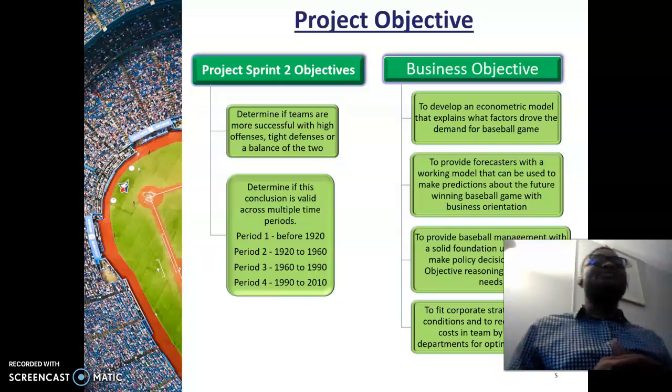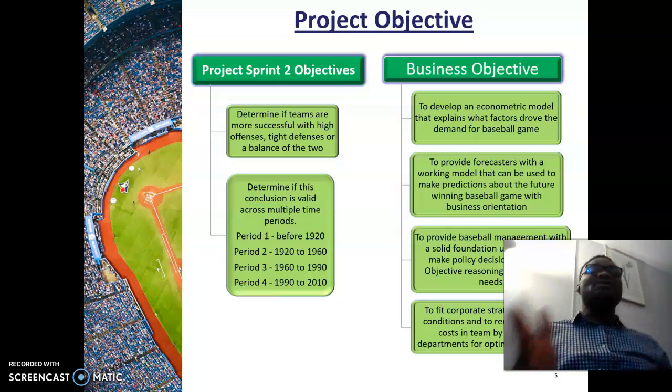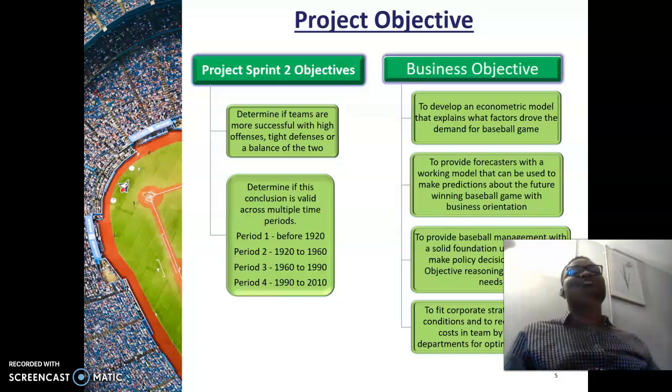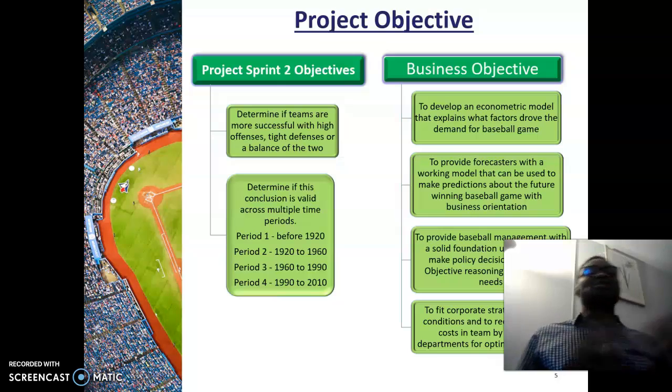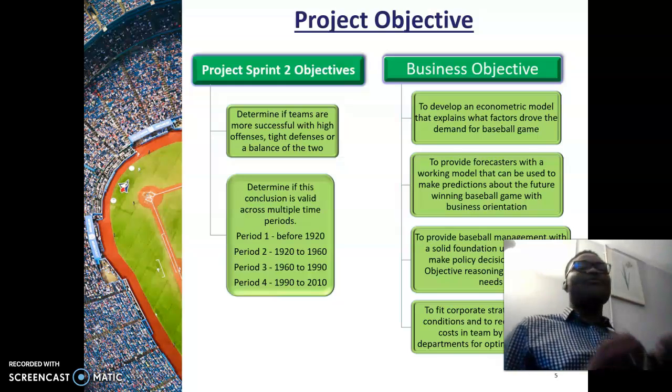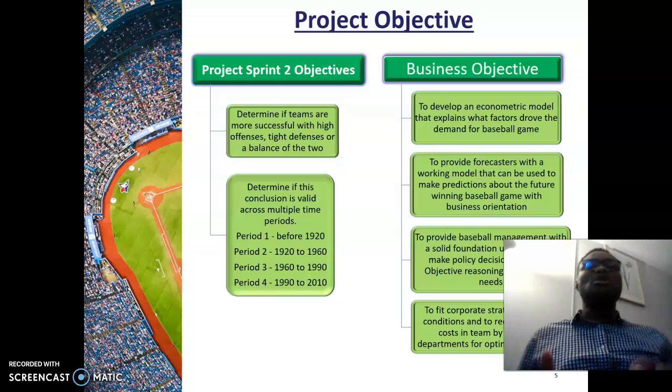The business objective is in 4 ways. The first one is to develop an econometric model to explain the factors that drove baseball success. The second one is for the forecaster to have a working model which will be used to predict the future with business orientation. The third one is that baseball management should have a solid foundation on which policy decisions are made based on the business need. And the fourth one is a strategy for the future in order to reduce costs.